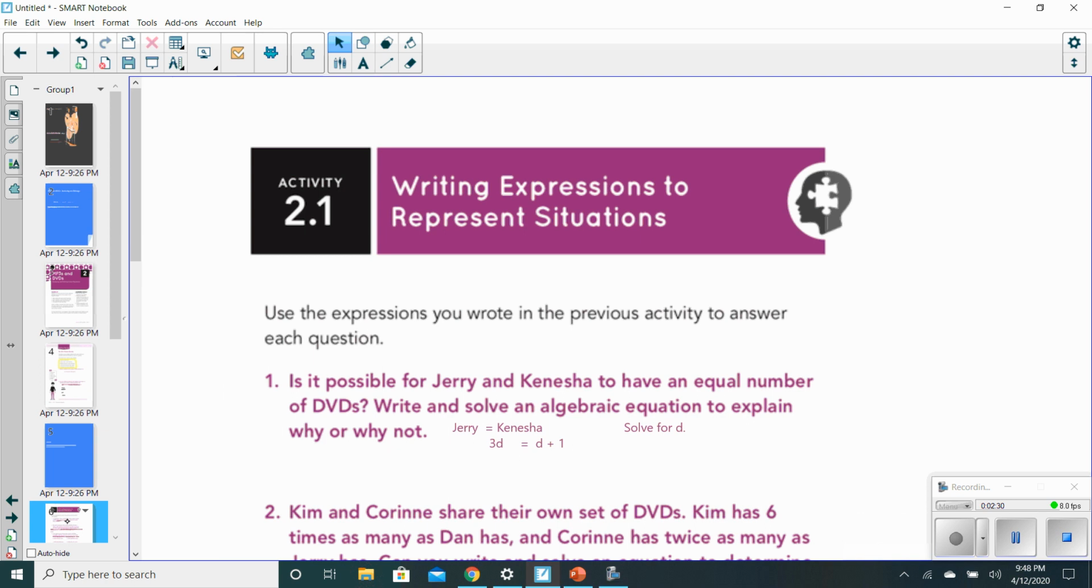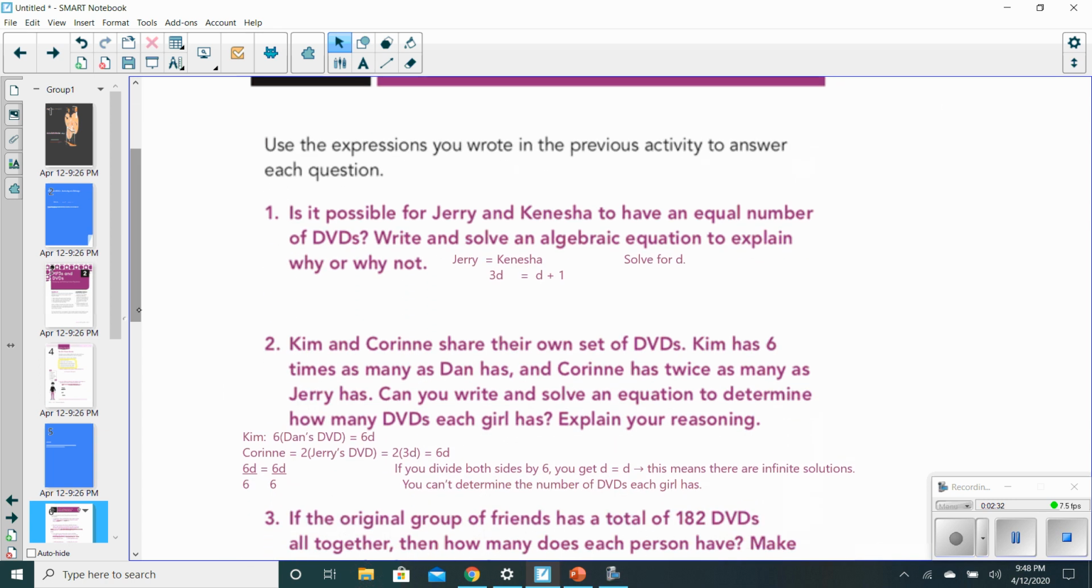Now, if you go down into activity 2.1, it says use the expressions you wrote in the previous activity to answer each question. So just like before, not every single question is going to be answered for you. We're going to go through a couple of them, or at least start them, so you kind of have an idea of what you need to do so you're able to solve them.